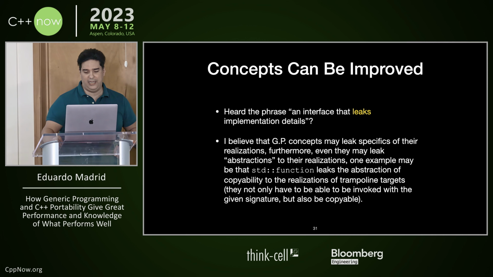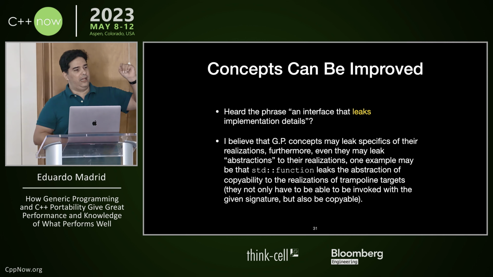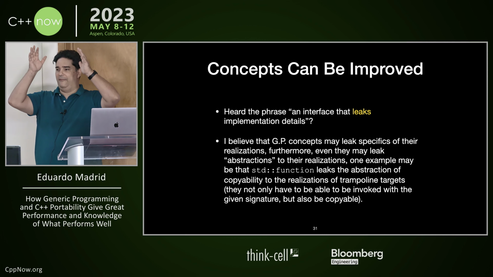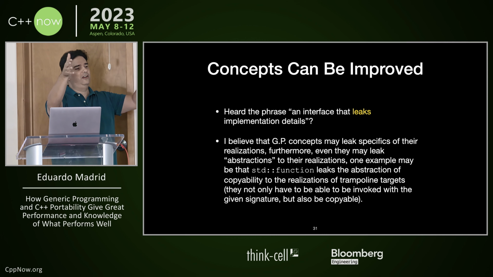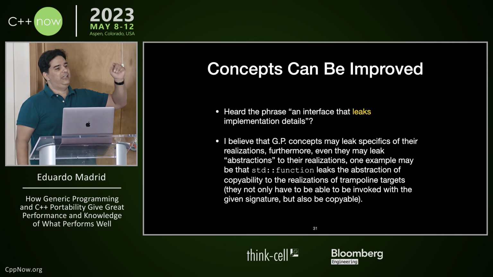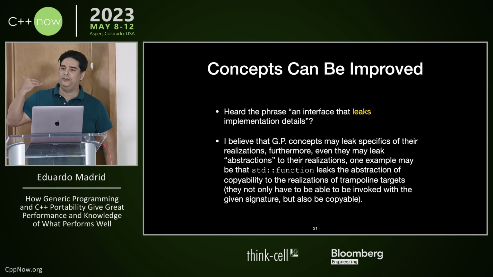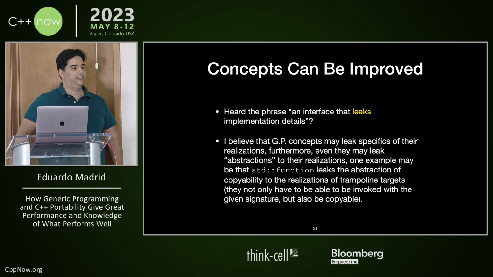Let me give you an example of an abstraction leaked from a concept. Standard function, again, has some concept of what a valid target is. And among the properties of that concept is that the target needs to be copyable. And as we discussed before, there is no good reason to require that. So it is an abstraction, the abstraction of copyability, that got leaked into the concept of target of a trampoline.